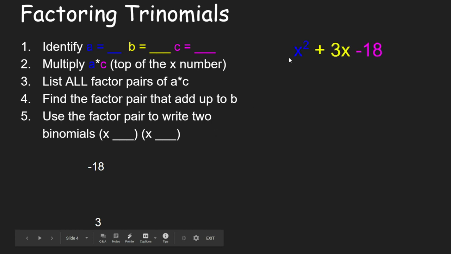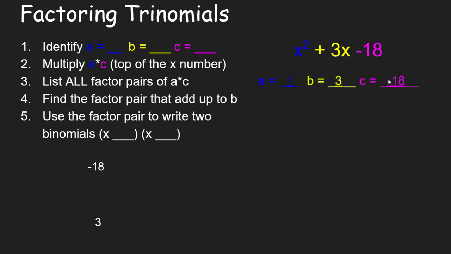So let's look at our first example, x squared plus 3x minus 18. Since there is no number in front of x squared, we know a to be positive 1. Our b value, the number in front of x, is 3, and our c value is negative 18. Please make sure to include the sign that's in front. Since 3 is positive, we don't have to put the plus sign, but if there's a minus sign or subtraction, we want to put that right there.